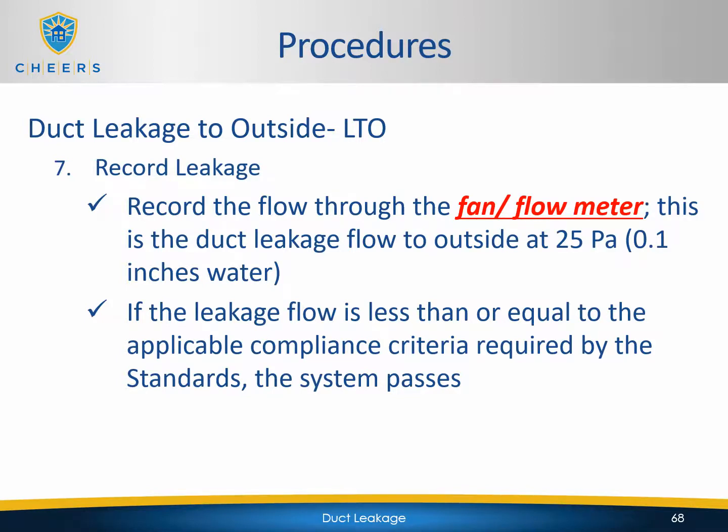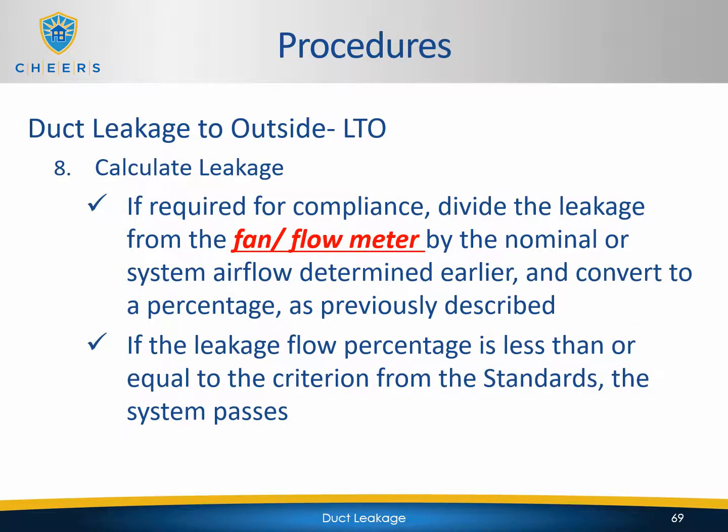Now, if that leakage flow is less than or equal to the applicable compliance criteria in table RA 3.1-2, then the system passes. Generally this test is going to be used for when they take the credit for ducts in conditioned space, and that's going to have a static target of 25 CFM. So it's not going to be a calculation to a percentage. If it is less than 25 CFM leakage to outside, then it's a pass. But again, you'll want to go to that table to verify which criteria you need to use.